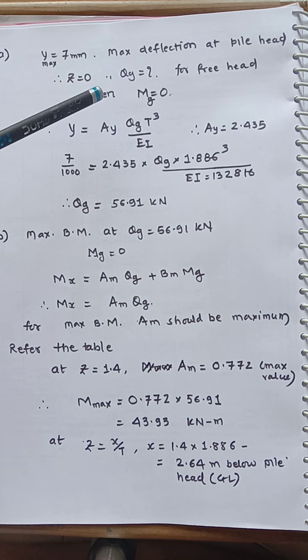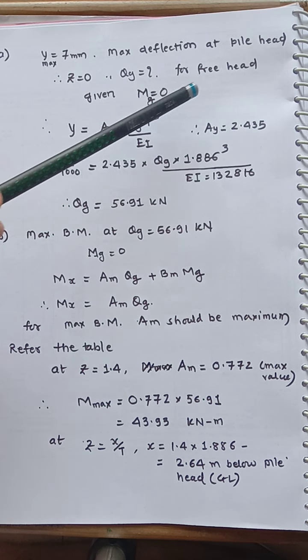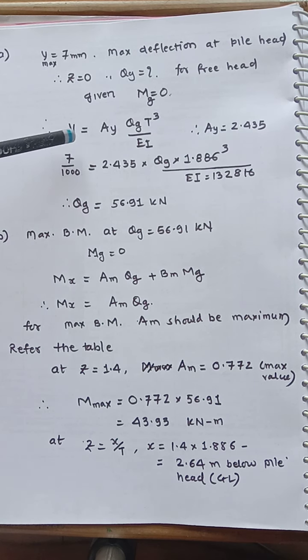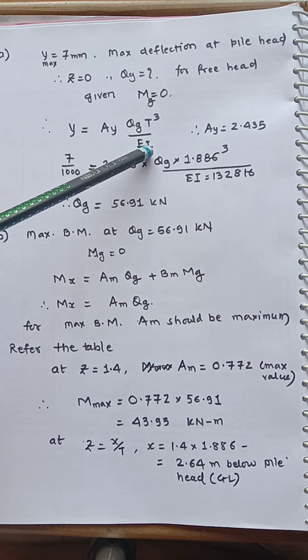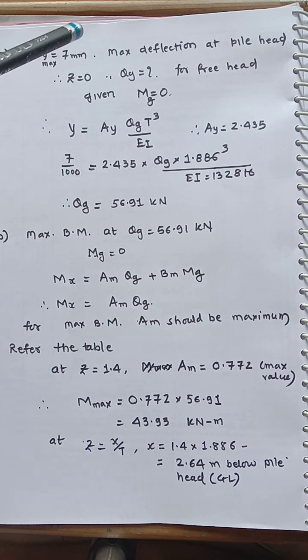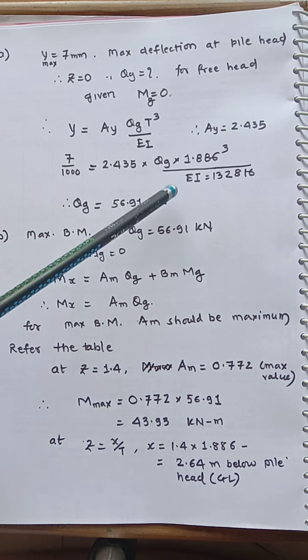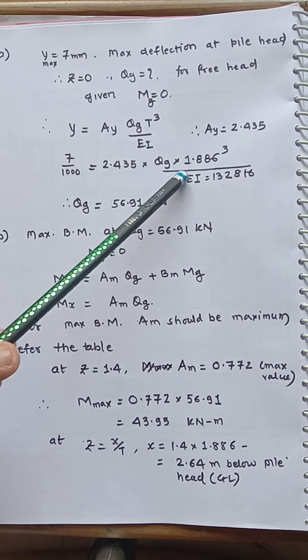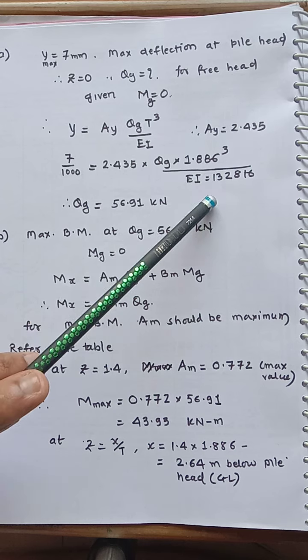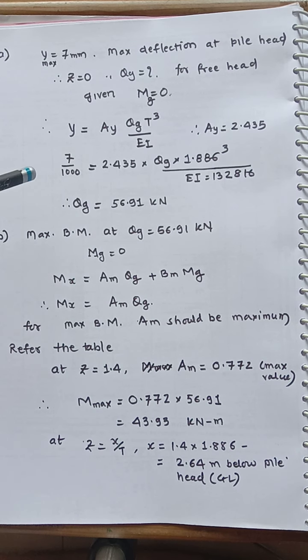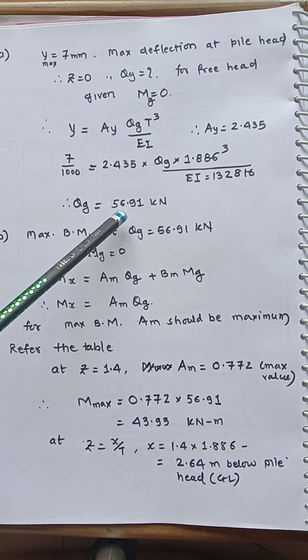Now there is no moment given and it is a free head condition. Therefore y is equal to Ay Qg T cube upon EI. The second part is 0 because the external moment is given as 0 and it is a free head condition. Therefore, substituting these values, 7 by 1000 equals 2.435, and substituting the T value 1.886 and the EI value calculated earlier, from this we get Qg as 56.91.